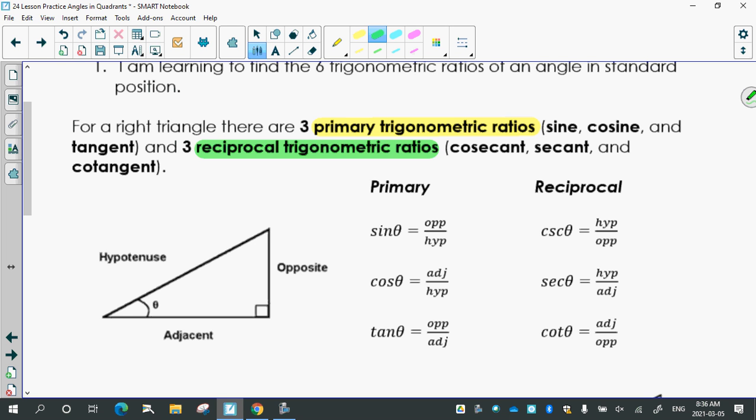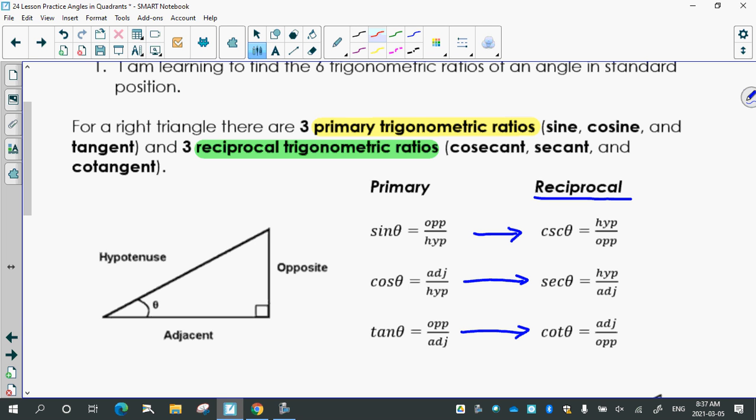Now, the secondary ones are called the reciprocal trig functions, and that's because they're the reciprocals of the primary. So if sine is opposite over hypotenuse, cosecant is hypotenuse over opposite, just flipped. If cosine is adjacent over hypotenuse, then secant is hypotenuse over adjacent. And if tan is opposite over adjacent, cotangent is adjacent over opposite. Okay?